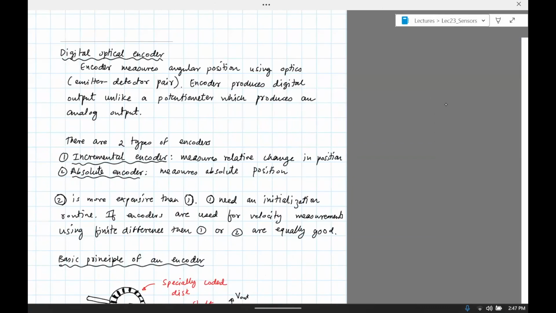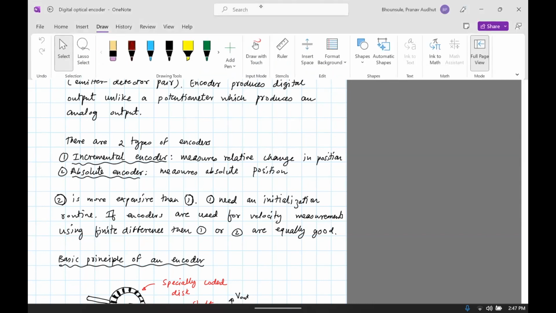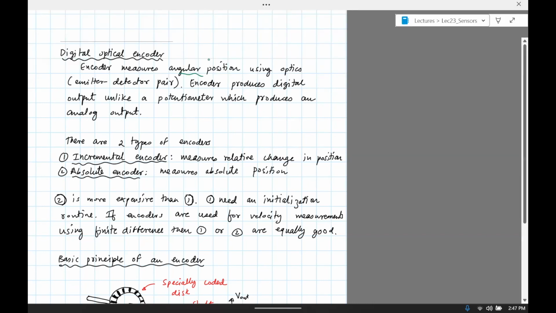So this is probably the most interesting and important part of sensors, right? Almost everybody deals with a motor with an encoder, because you have to do something useful, such as position control. So an encoder will do that. An encoder is a device which measures the angular position, and it does so using an emitter-detector pair, something we've done in the first part of today. Now, the difference between an encoder and a potentiometer is that a potentiometer produces an analog signal, but an encoder produces a digital output, which is nice because then it's much easier to interface this with a computer.